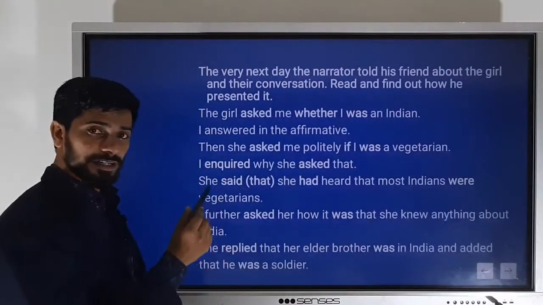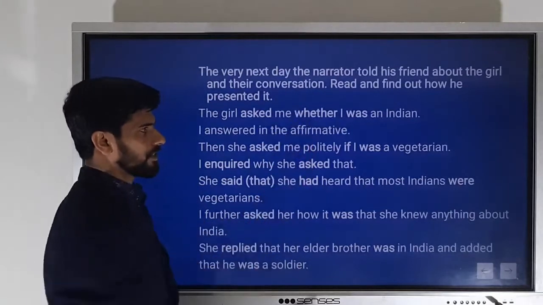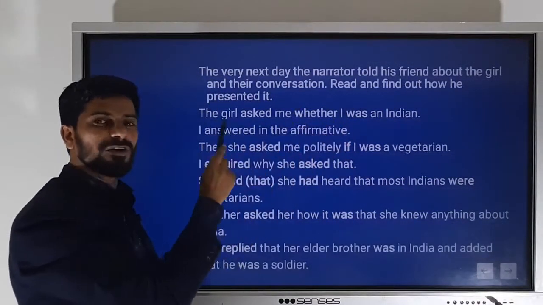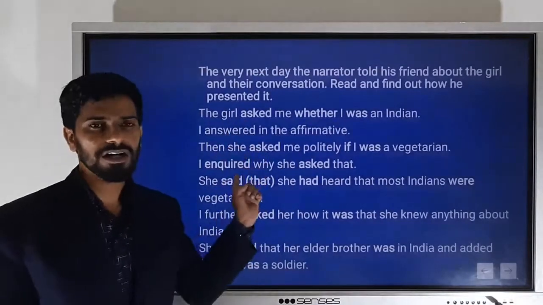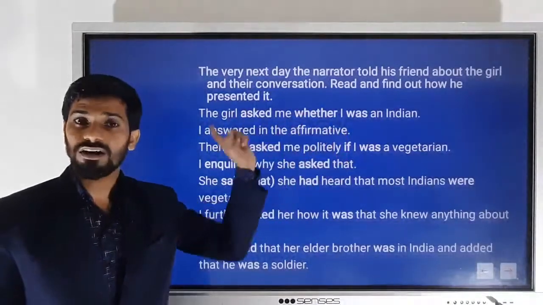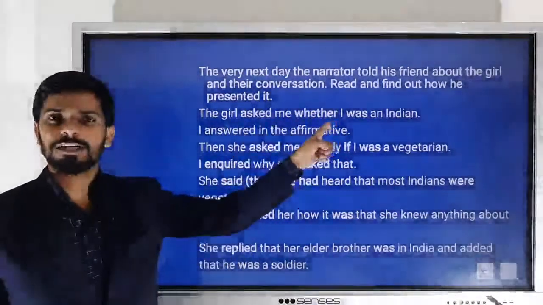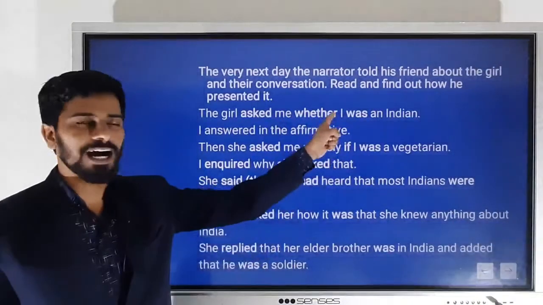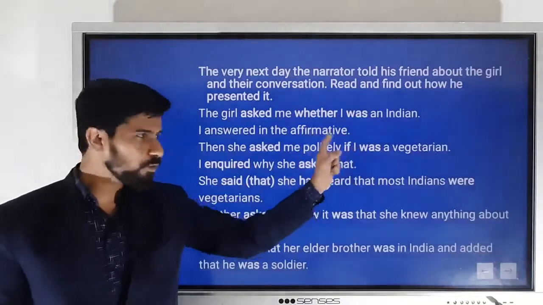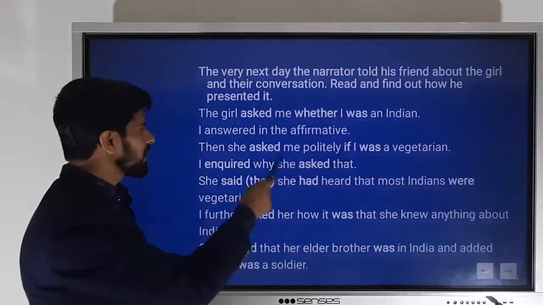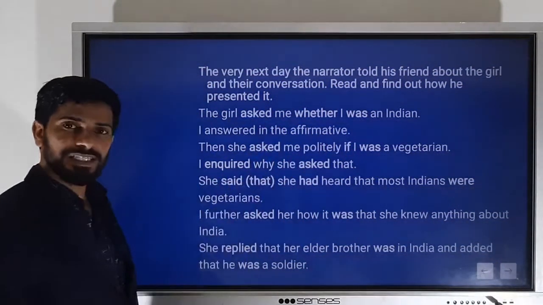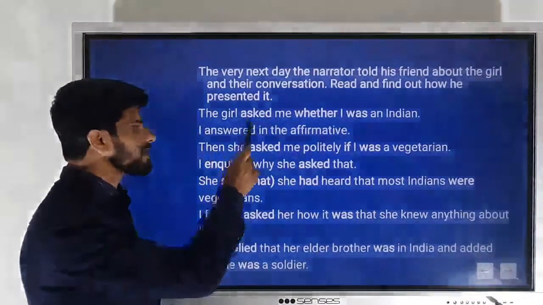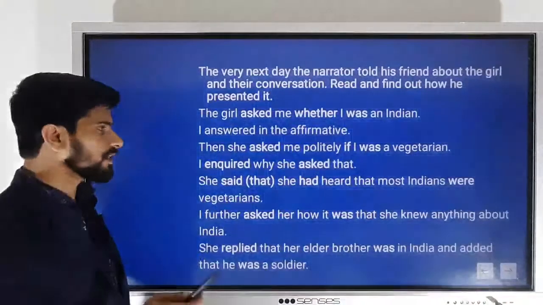So as it is a yes or no question, we use whether. You have noticed it, right? Whether I was an Indian. Are you an Indian? It was. So the are is converted to was, because are is present tense and was is the past form. Actually, are is for plural, and as I is singular, we have to use was here. So whether I was an Indian, I answered in the affirmative. He said yes, so you can say that it is an answer in the affirmative. I answered in the affirmative.